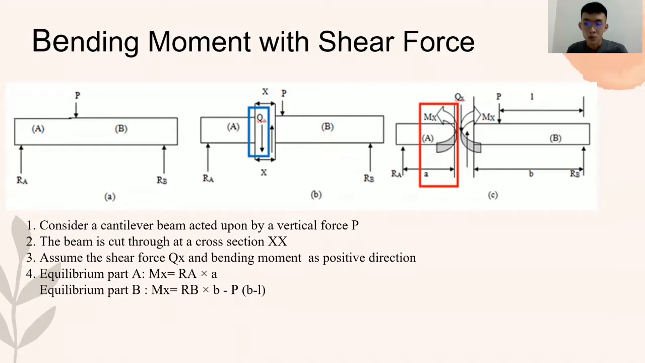For vertical equilibrium of part B, the shear force Q evidently acts as shown and has the value of P minus Ra. So we can assume the shear force Qx and the bending moment in a positive direction. To calculate equilibrium of part A, we can use the equation Mx equals Ra times a. Equilibrium for part B is Mx equals Rb times b minus P(b minus l).